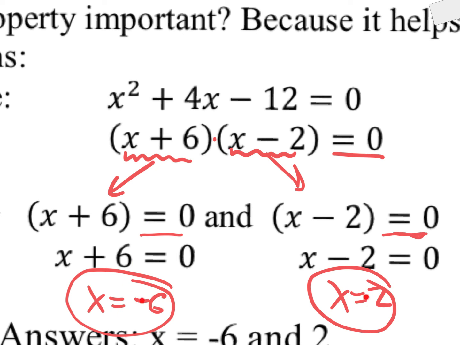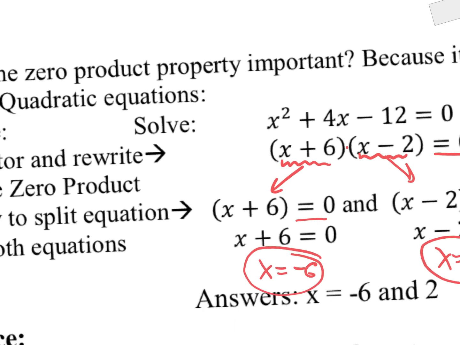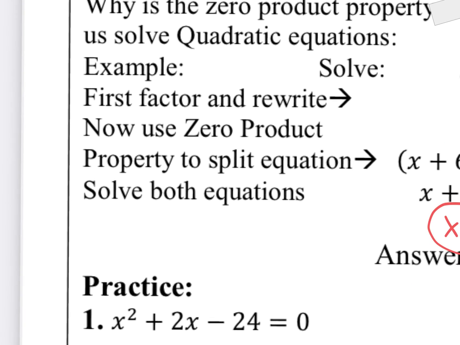Oh, it crosses at negative 6. It crosses at 2. I already know my answers, right? So factoring, splitting, and solving is the key right here. And that's why we're here in the instructions. I recommend you guys underline these three words: factor, split, solve. Factor, split, and solve. Why do we factor?